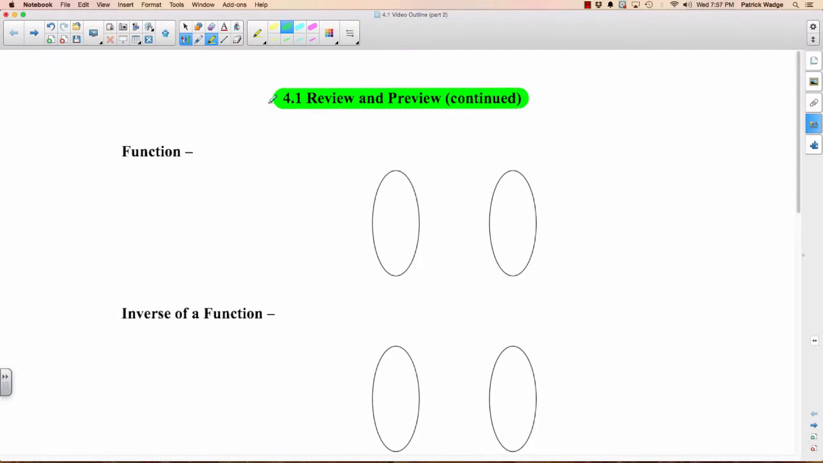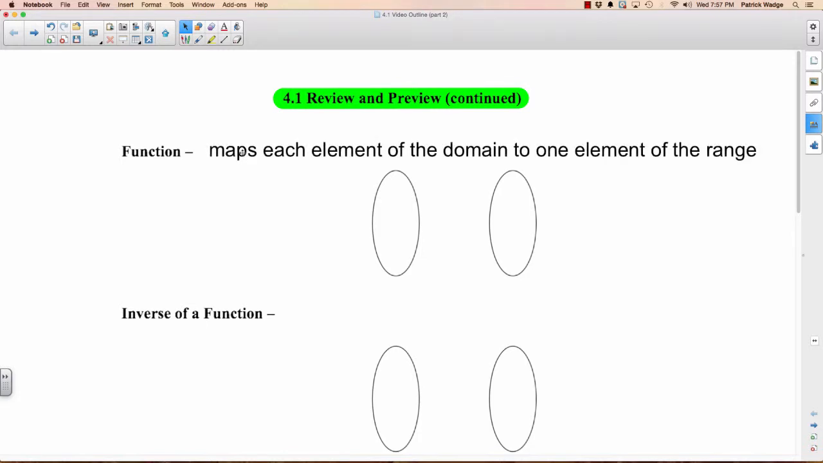Review and preview. So we're going to remind you what a function is. Remember, a function is a sort of relation that for every input there's only one output. Another way of saying it, it maps each element of the domain to one element of the range. So I'm going to write down a simple function here.